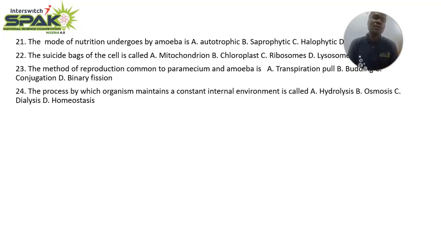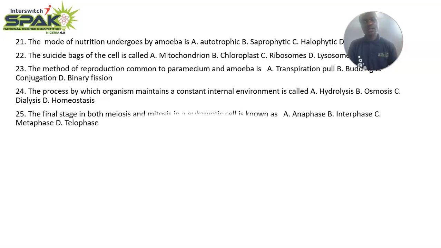Next question says, the process by which organisms maintain a constant internal environment is called. A, hydrolysis, B, osmosis, C, dialysis, and D, homeostasis. Homeostasis is the maintenance of a constant internal environment regardless of the changes that are taking place in the environment. So the correct answer is homeostasis.